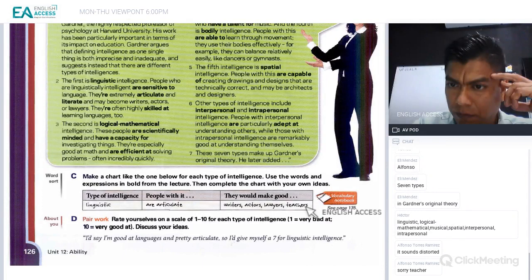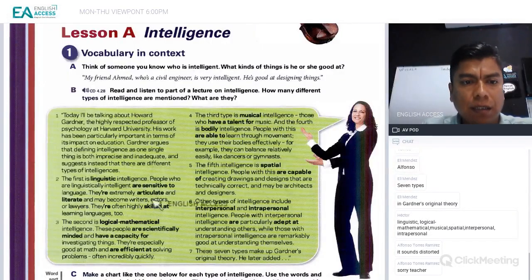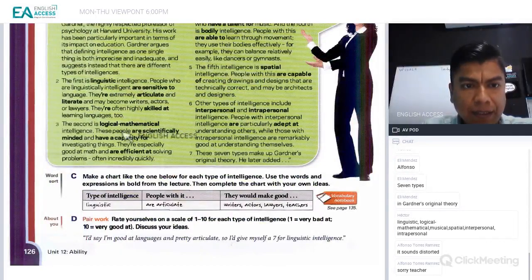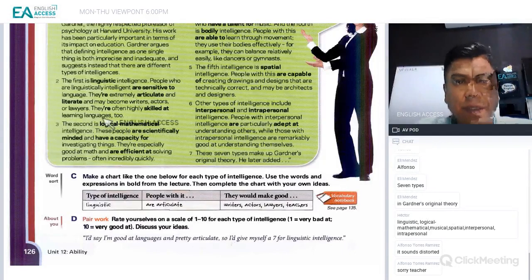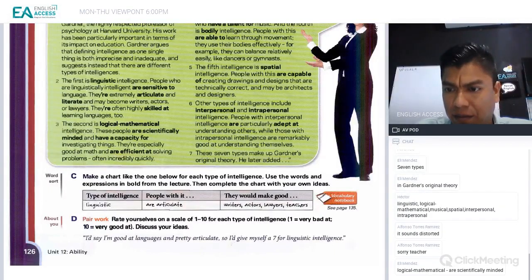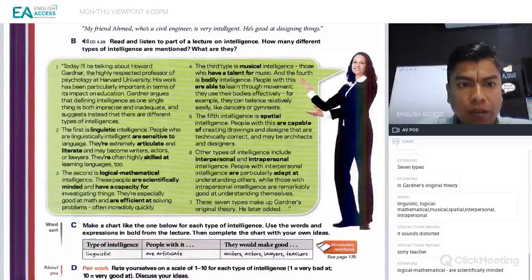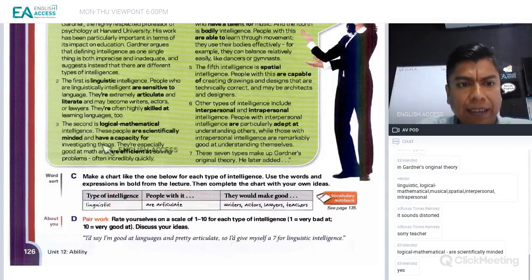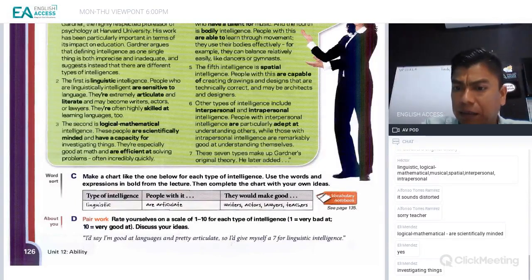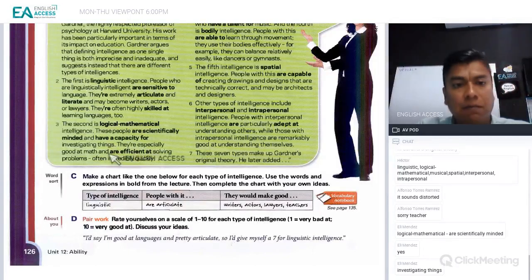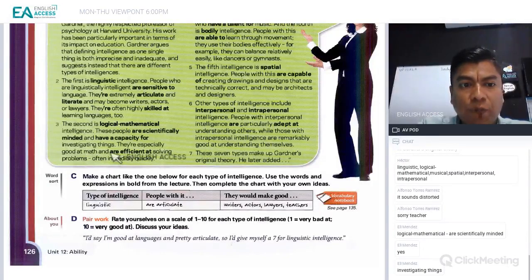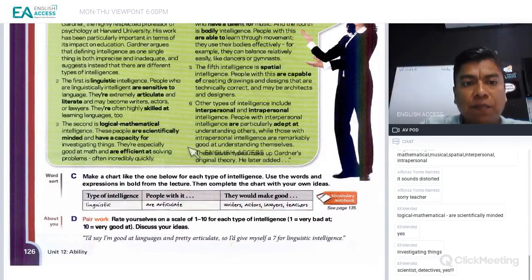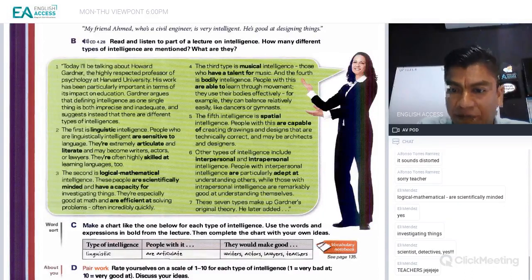Well, let's see. On the next list, after linguistic, we have logical mathematical. These people with it have a capacity for investigating things, correct? And they would make a good logical mathematical, scientifically minded, and have a capacity for investigating things. So scientists, yes, investigating things. Scientists, researchers, detectives, maybe. Okay. They are good at math, mathematicians, are efficient at solving problems. Very good. Perfect. There you go. Scientists. Teachers, thank you.